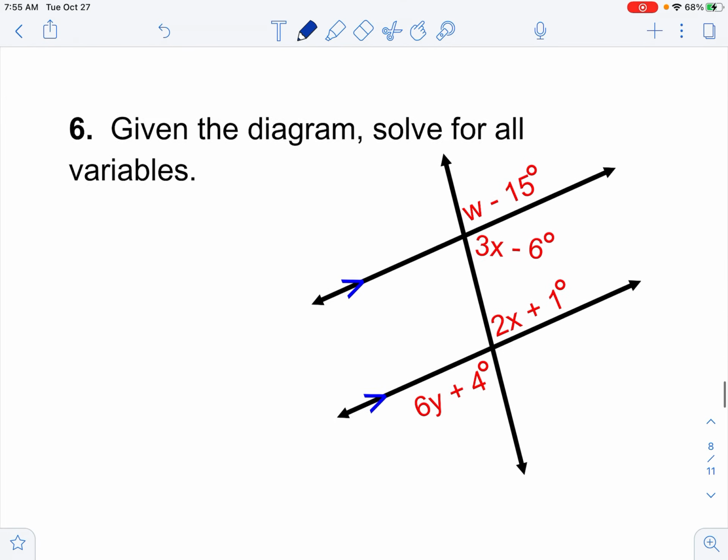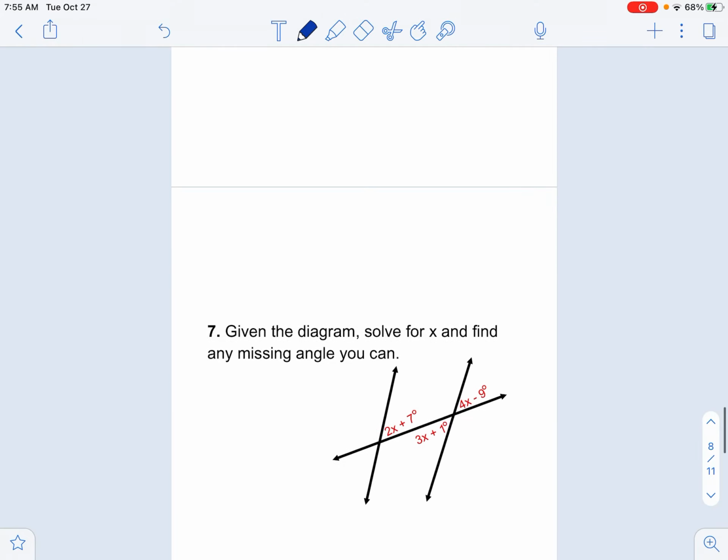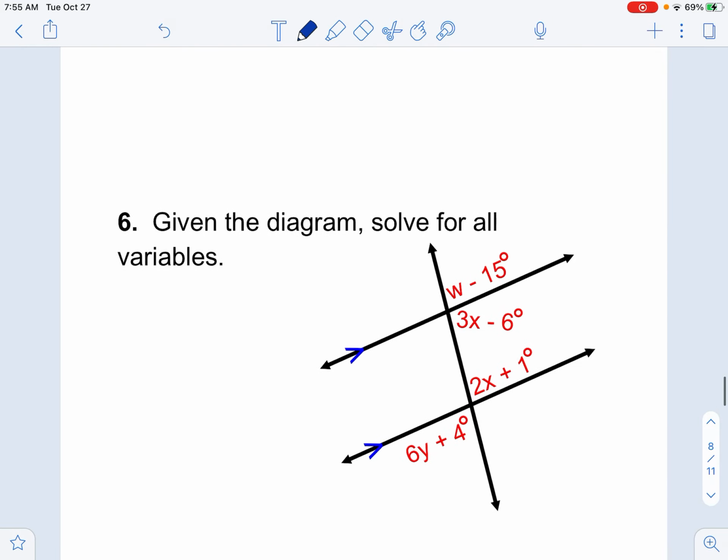Okay. All right. So let's move on to this next set. This next set is a little bit more complicated, but I think that most of you will actually like this because they're like little puzzles. All right, so it says, given the diagram, solve for all the variables. So first off, I see a set of parallel lines because I can see these arrows right here. So those are my parallel lines.